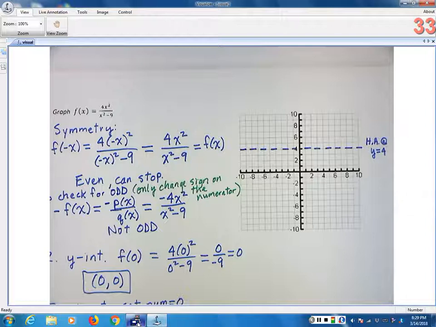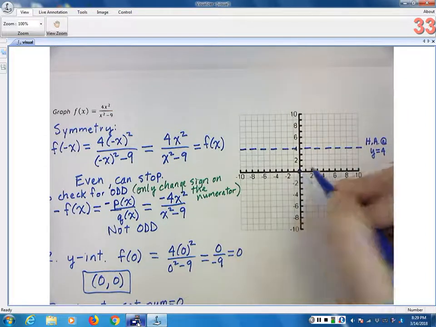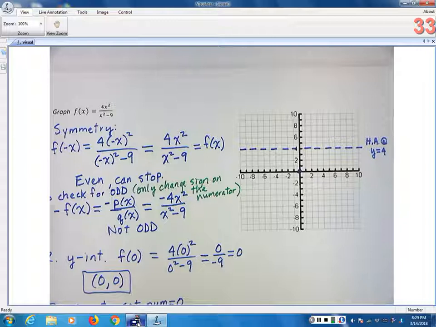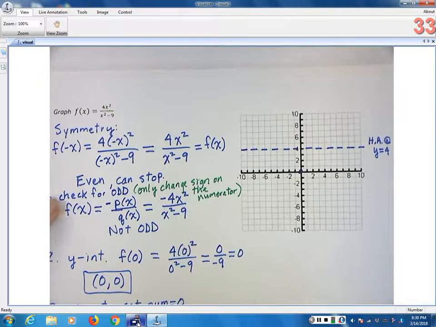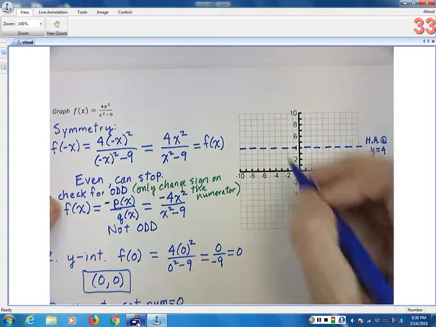Now we do know that the point 0, 0 is on the graph, so there it is. Okay, let's draw our vertical asymptotes. We got one at negative 3.